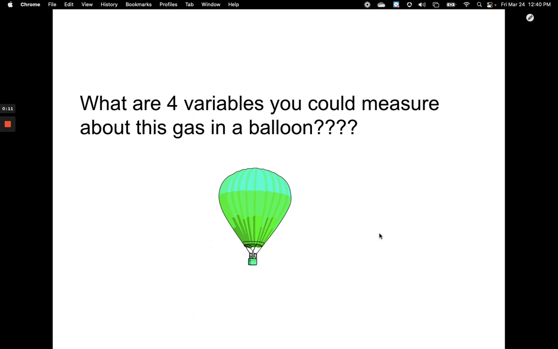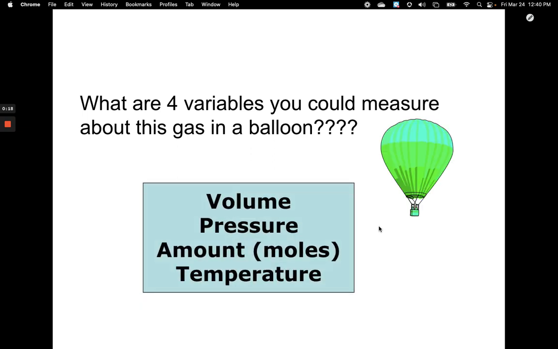So, what are four variables you could measure about the gas in this hot air balloon? You could measure its volume, its pressure, the amount of gas, and in chemistry we use moles, and you could measure the temperature. So the basic gas laws relate these four variables to each other and allow you to predict, if you change one of the variables, what happens to the other variables. So let's launch into this.